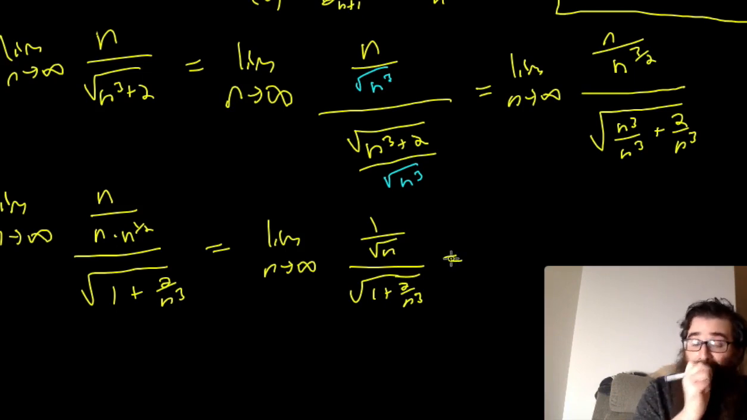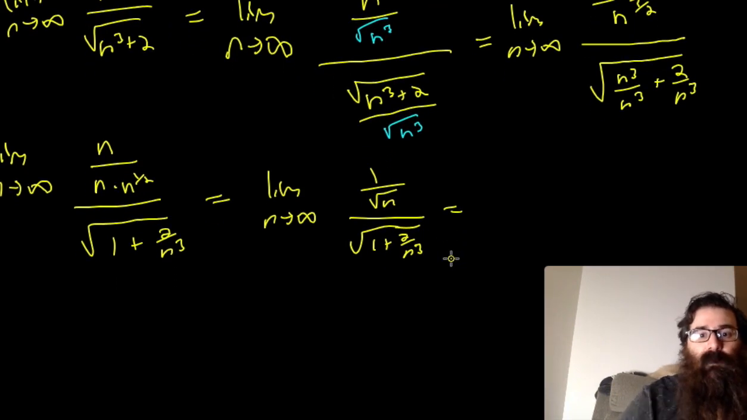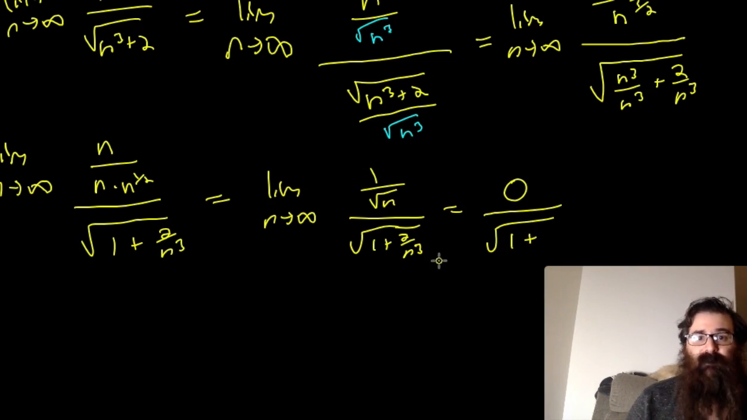And now I can talk about what happens as n goes to infinity. Well, 1 divided by square root of n, as n goes to infinity, square root of n goes to infinity, so I get 1 divided by something headed to infinity, which gives me 0, divided by square root of 1 plus 2 over n cubed goes to 0, which does give me 0.